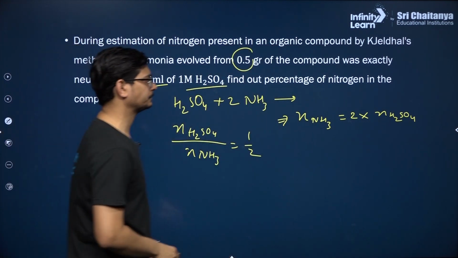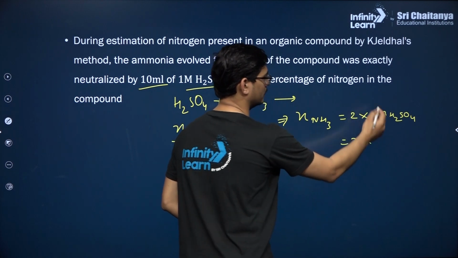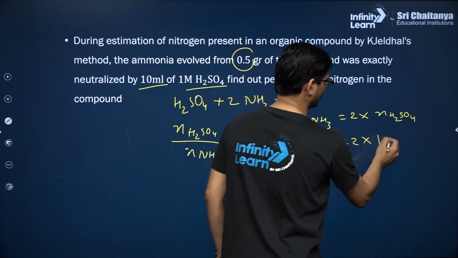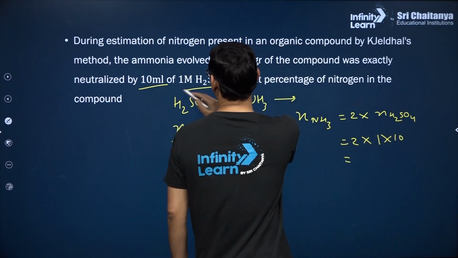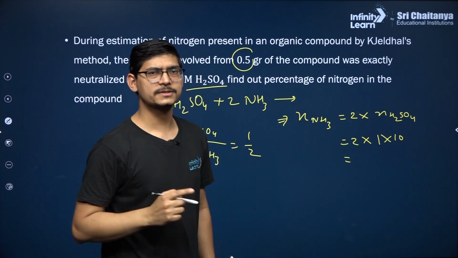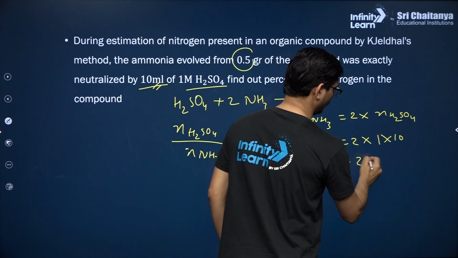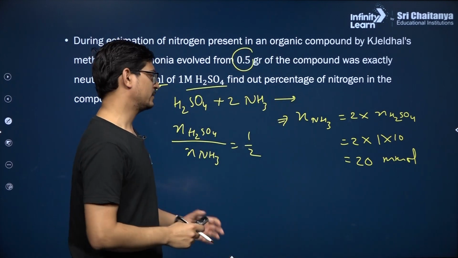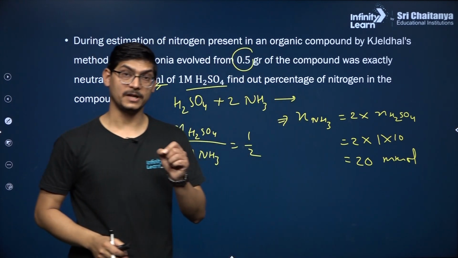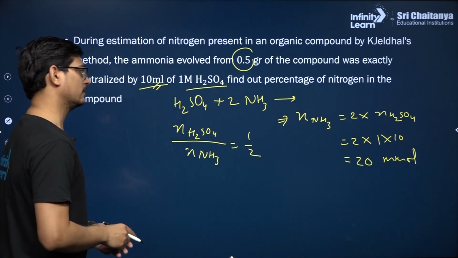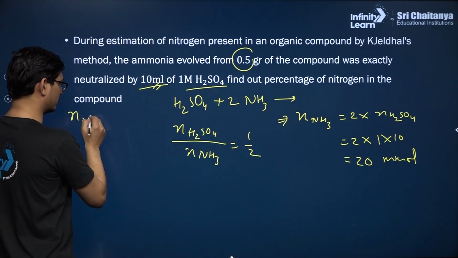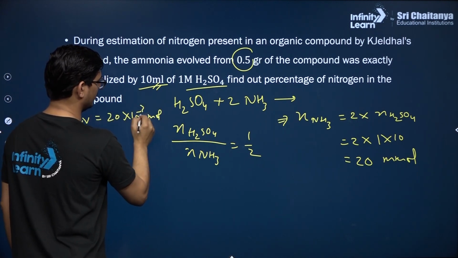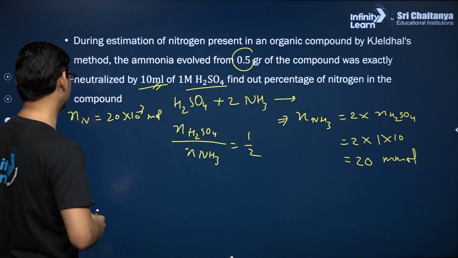All right. Number of moles is molarity into volume. Molarity is 1, volume is 10. Please remember, the volume is in milliliter, so you will not get moles, you will get millimoles. So this is going to be 20 millimoles. Now 1 mole of ammonia contains 1 mole of nitrogen atom. So the number of moles of nitrogen is also equal to 20 into 10 raised to minus 3 mole, that is 20 millimole.